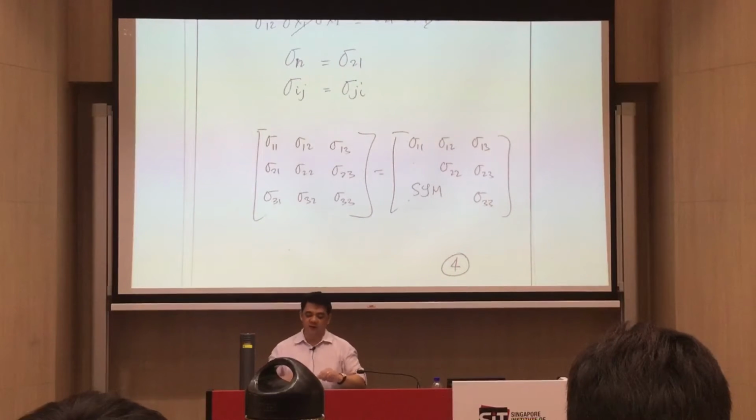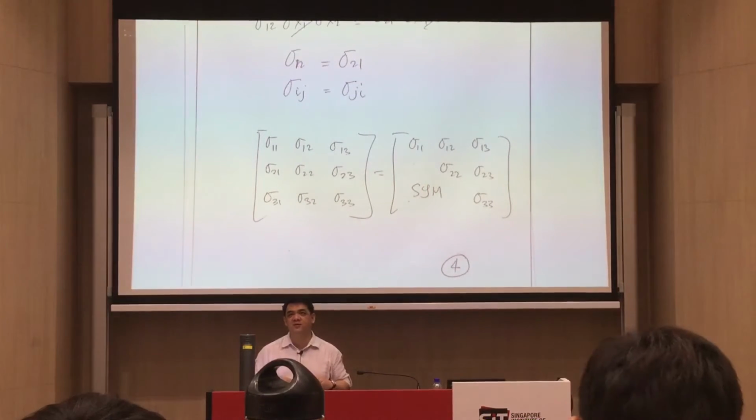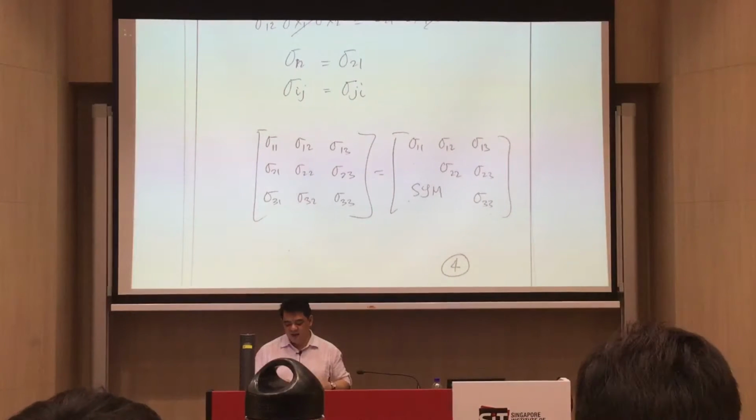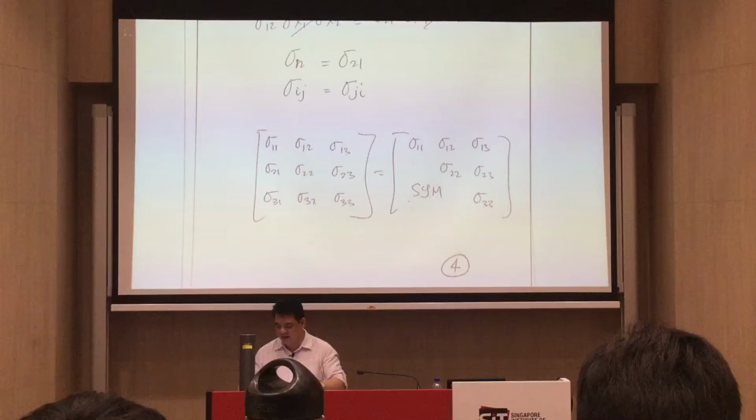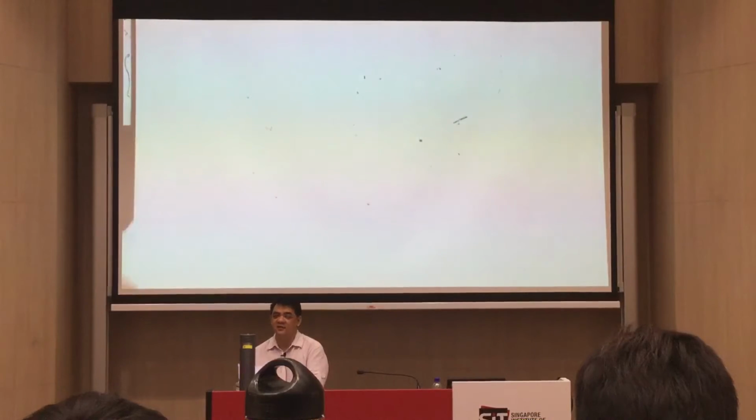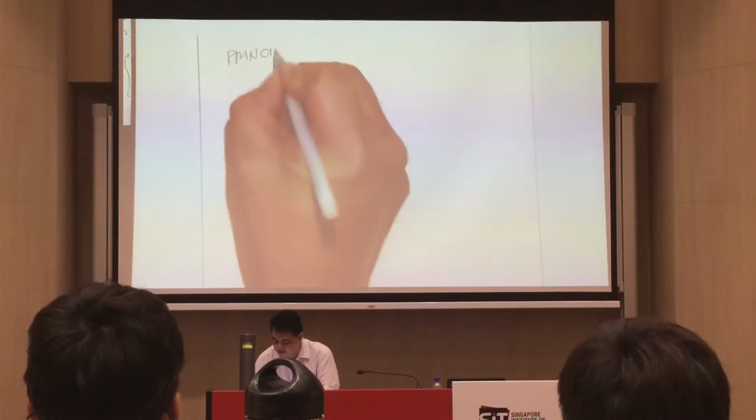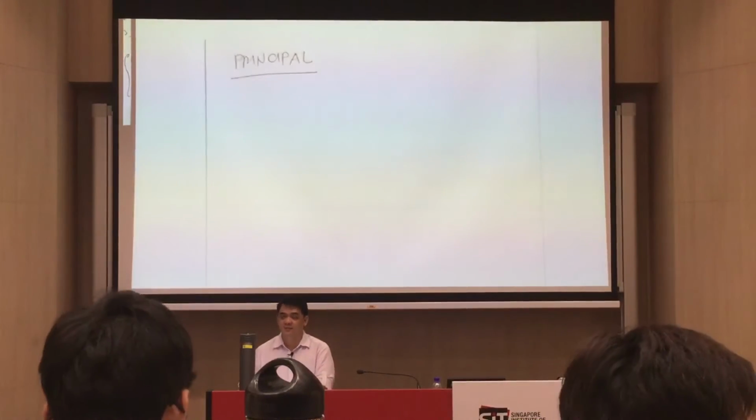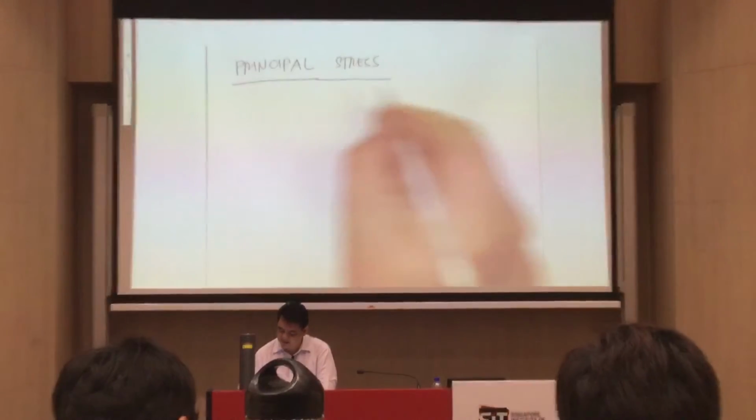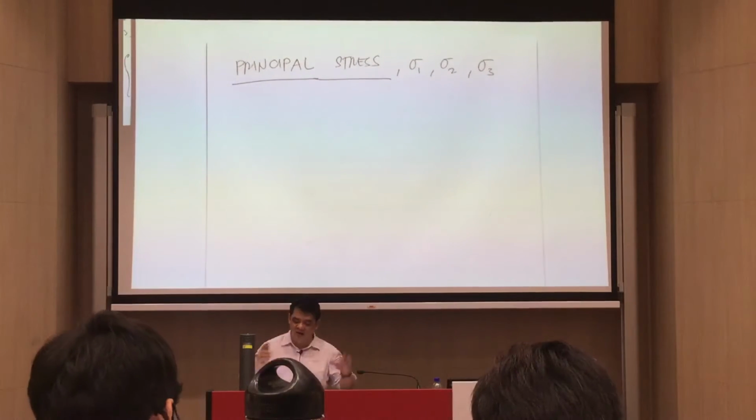Now, let's try to prove that to be able to get your principal stresses, you simply need to take the determinant of that so-called initial stress that we have. What do I mean by this? Let's look at solving your principal stress. Your principal stresses are sigma 1, sigma 2, and sigma 3, meaning that you have a state of stress.